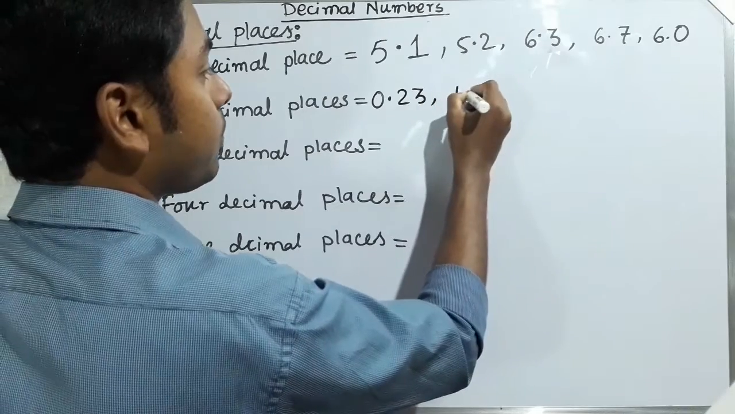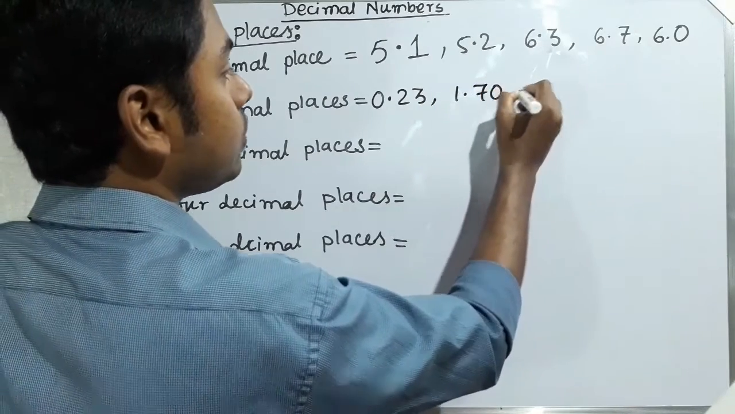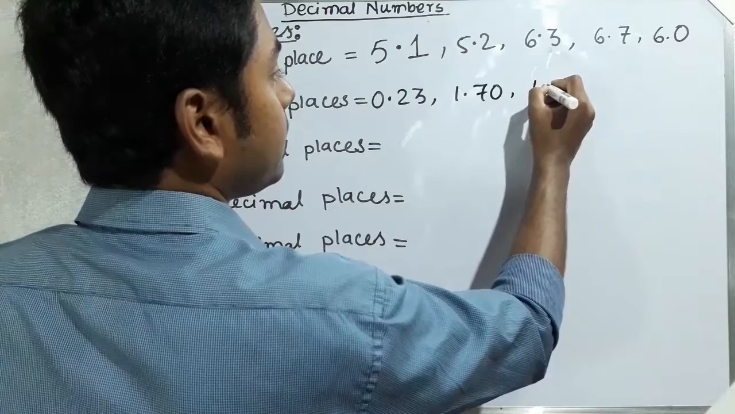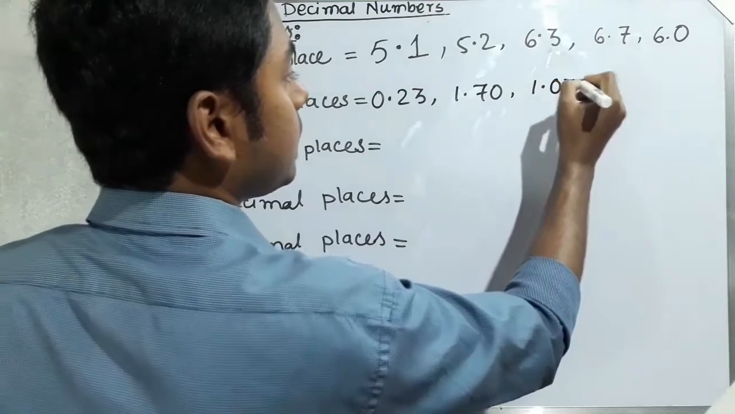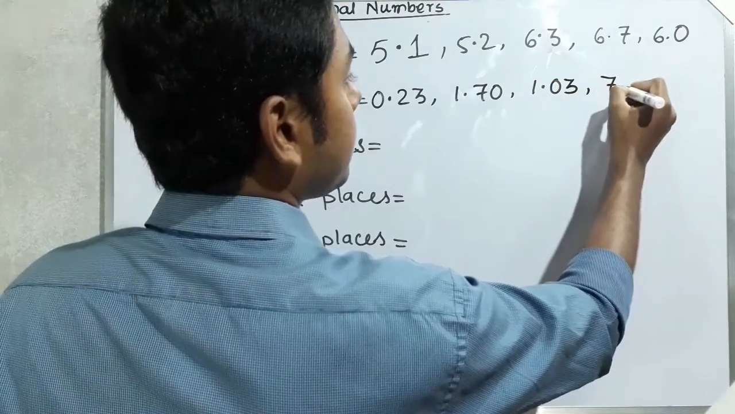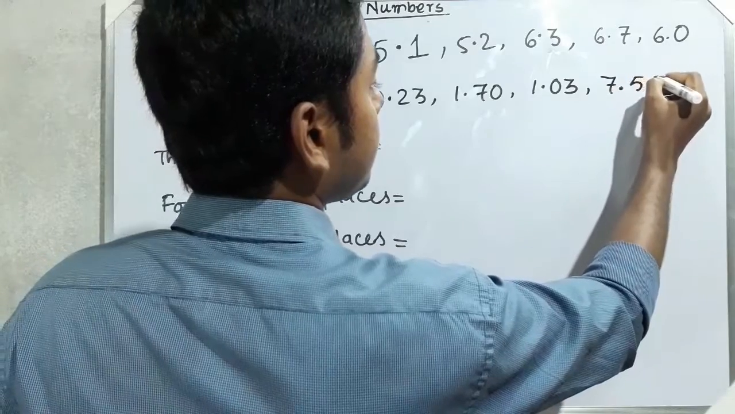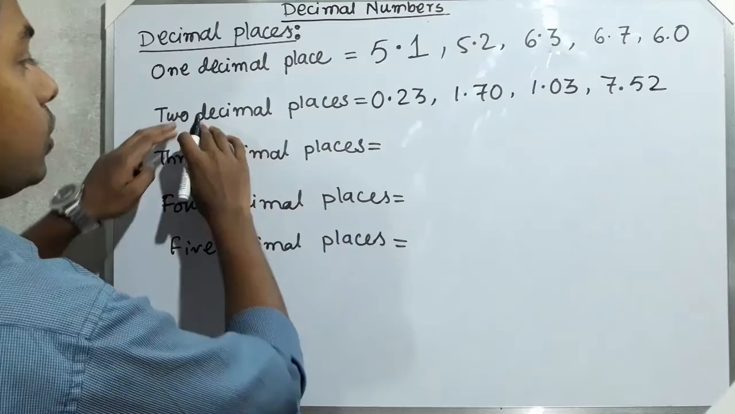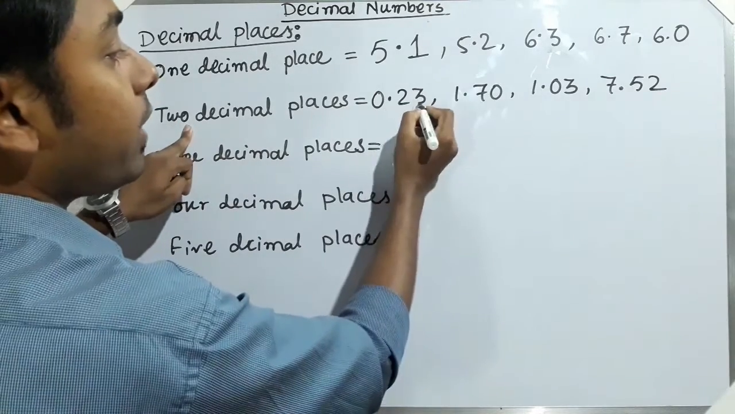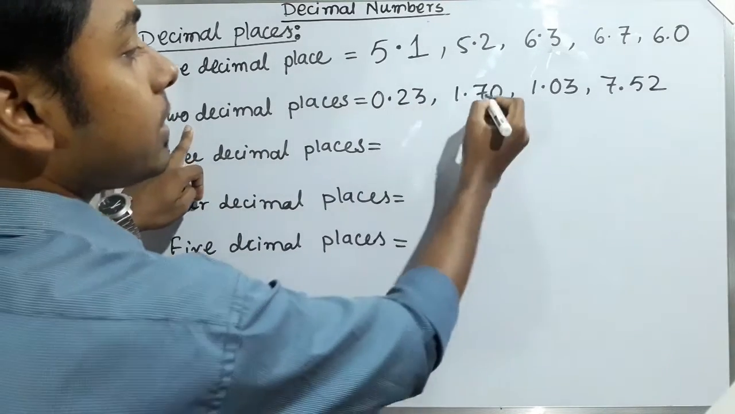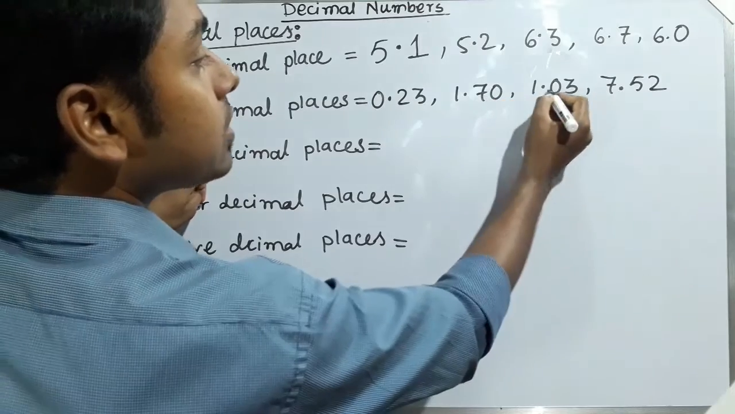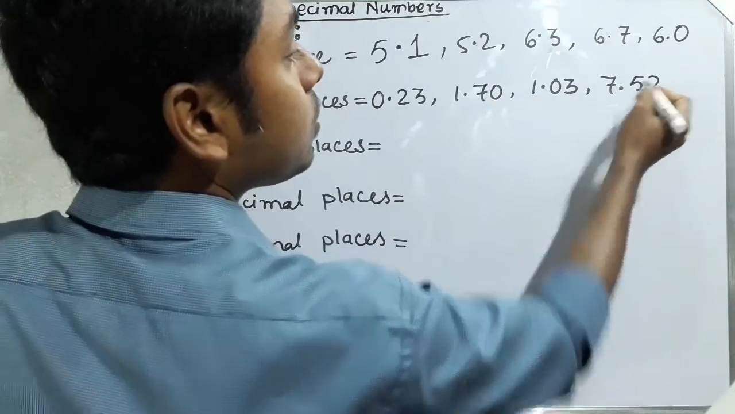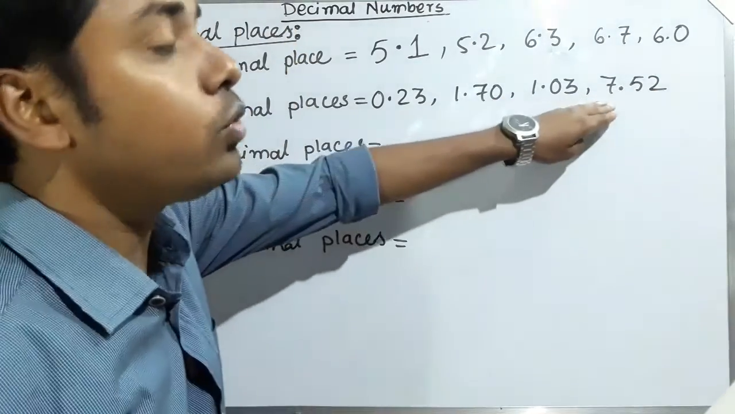Okay, 1.70, 1.03, 7.52, like this. Here you can see two decimal places. That means after the point you will have two digits. After the point two digits. That is called two decimal places.